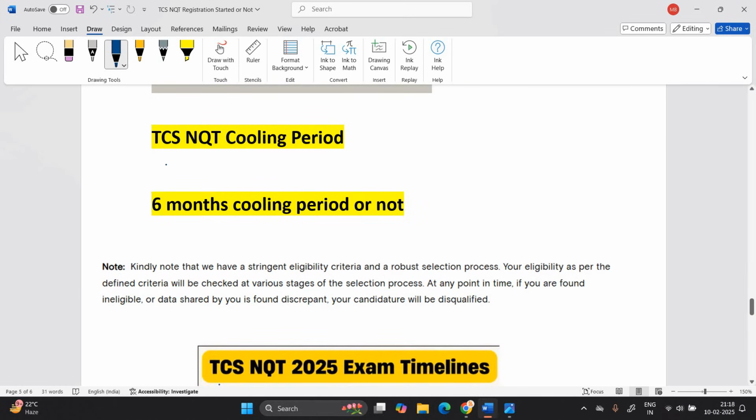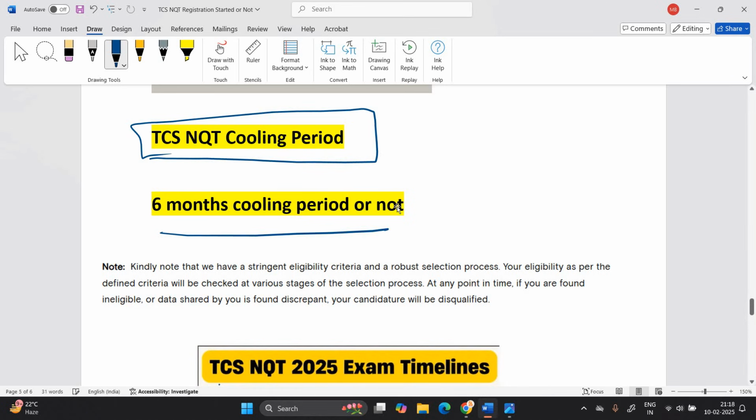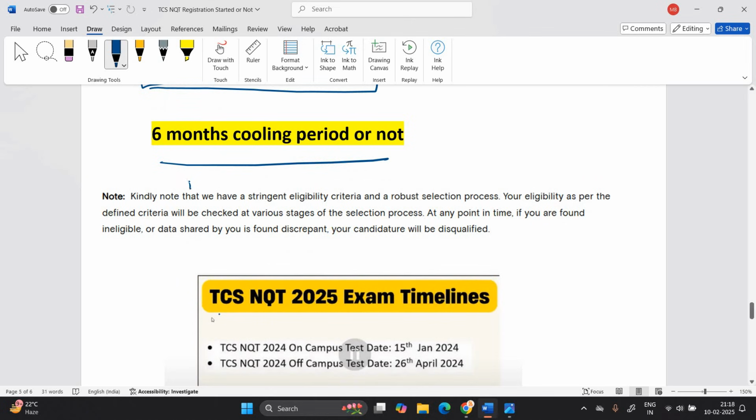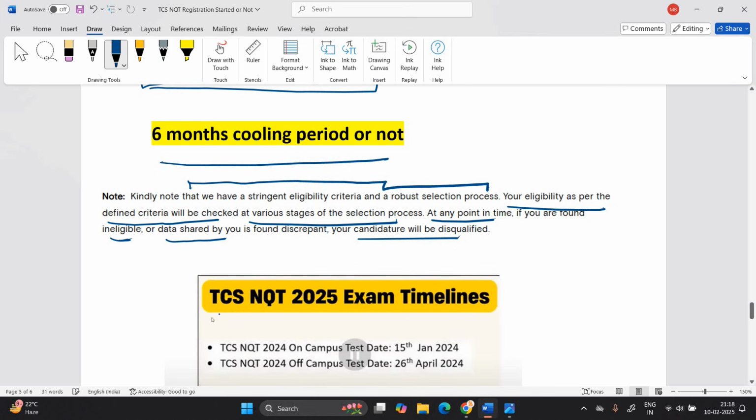What about the TCS NQT cooling period? Okay, is there a 6-month cooling period or not? One most important point, they clearly mention we have strict eligibility criteria and a robust selection process. Your eligibility as per defined criteria will be checked at various stages of the selection process. At any point of time, if you are found ineligible or the data shared by you is wrong, your candidature will be disqualified.